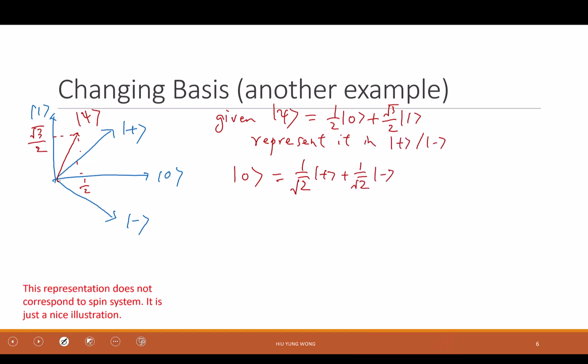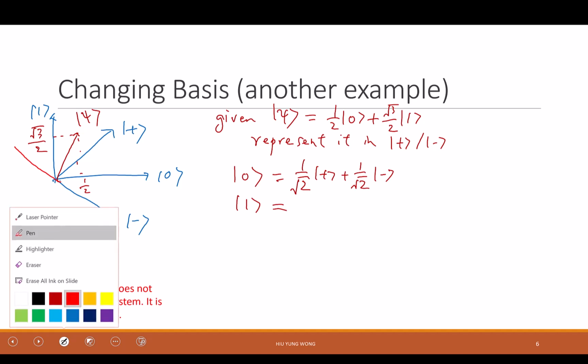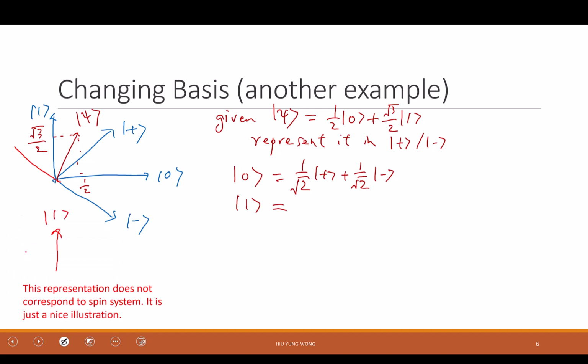Yeah? How about 1? What is 1? Well, definitely 1 has a plus component. It also has a minus component. But it is at the negative part, right? Let me show you why. I just extend this one. This one, this is plus, right? Maybe I just draw another figure, right? This is 1. And I have plus. I have minus.